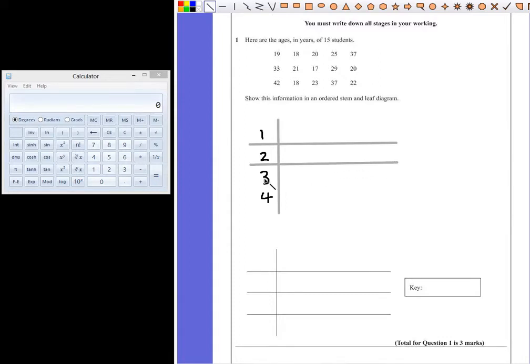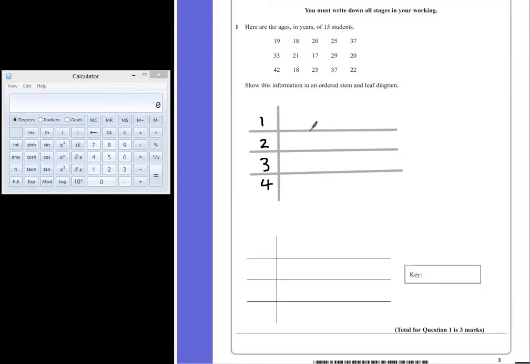Now the reason I'm drawing this out, as well as having the answer section at the bottom, is that the first time we do this, we're probably going to make mistakes. We're probably going to put the numbers in the wrong order, but that's okay. That's what the working out area is for. So we've got the number 19. 1 is the stem, 9 is the leaf, so we put a 9 in this section here. That number is now on the diagram, so I can cross it off.